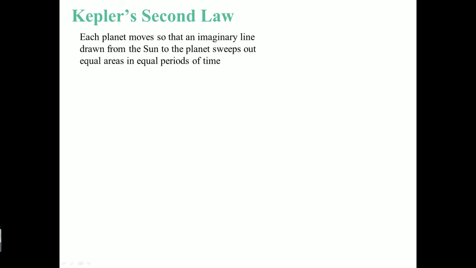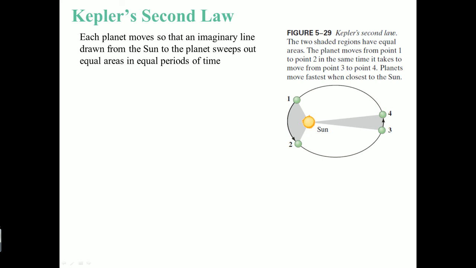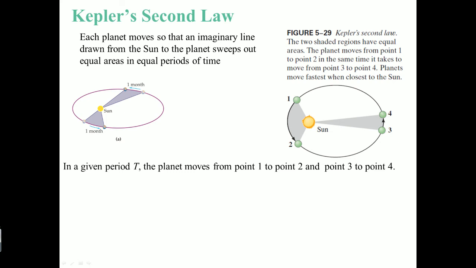Kepler's second law states that each planet moves so that an imaginary line drawn from the sun to the planet sweeps out equal areas in equal periods of time. So here and here. Okay. In a given period t, the planet moves from point 1 to point 2 as well as point 3 to point 4. They will sweep the same area. So like here, this is 1 month, this is 1 month. So this can be 1 month, and this can be 1 month.